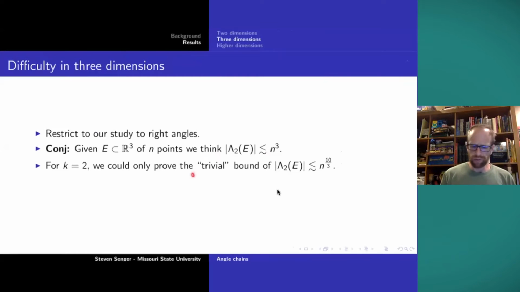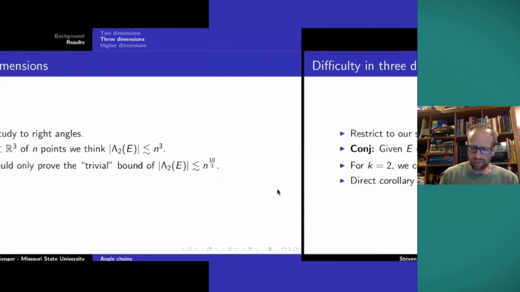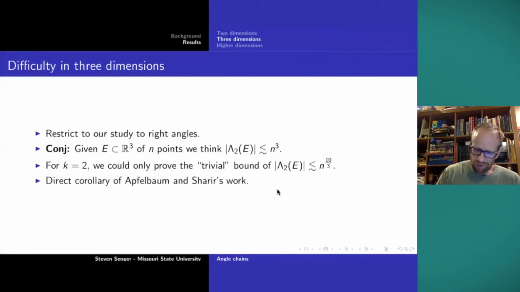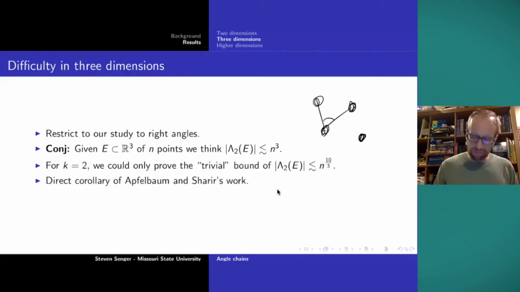So we only proved the so-called trivial bound. And this is a trivial bound because it's essentially a direct corollary of Apfelbaum and Sharir. Apfelbaum and Sharir tell us we have no more than n to the 7/3 triples of points determining a fixed angle. And now we're saying, and you've got no more than n choices for that 4th point. I mean, this is horrible. But in 1.5 years, this is all we could get. So if you have any interest in this, please, you're welcome to it.